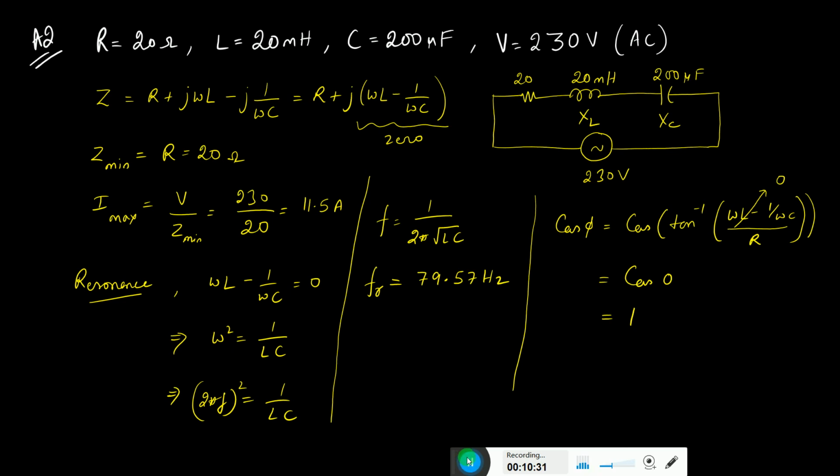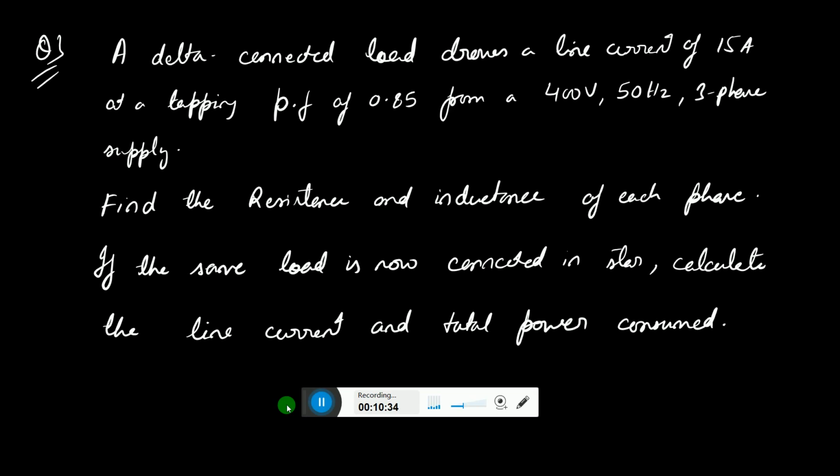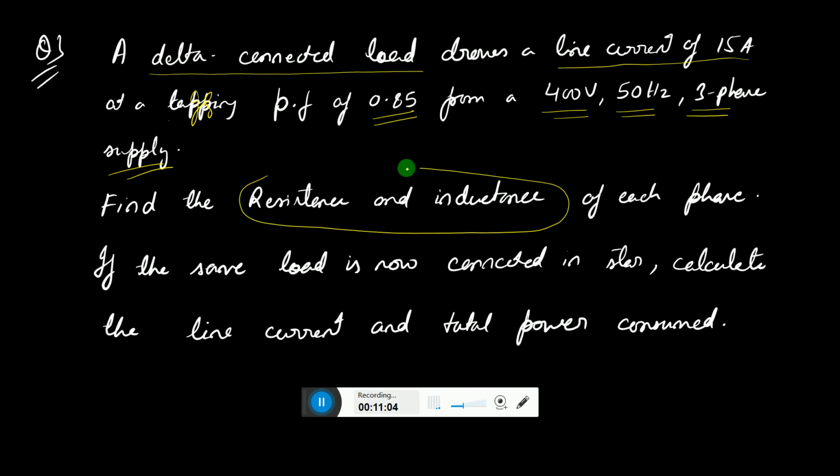Let us go to the next problem. So here the delta connected load is given. A three-phase delta connected load draws a line current of 15 ampere at a lagging power factor of 0.85 from a 400 volt 50 Hz three-phase supply. What is asked? Resistance and the inductance of each phase.